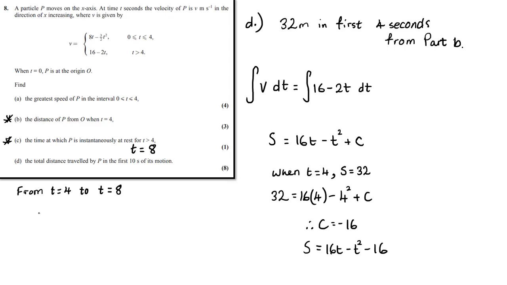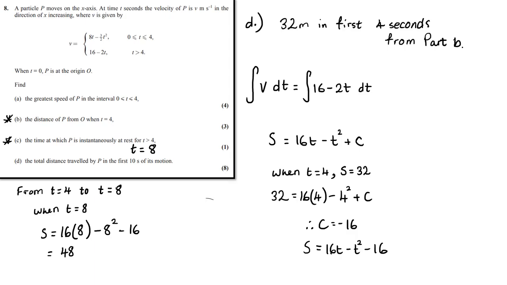So when t equals 8, we know s is equal to 16 lots of 8, so 16 times 8 minus 8 squared, and then minus 16. Just put this into your calculator, and what you should get when t equals 8 is 48. Now I want to subtract this lower bound, when t equals 4, and that would give me exclusively the distance between 4 and 8.